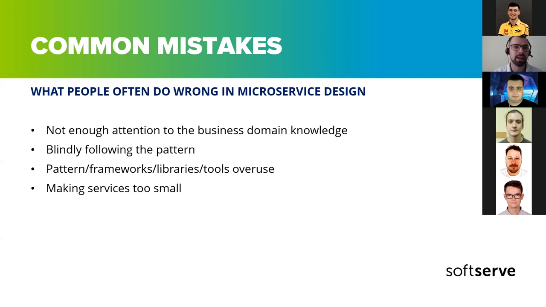The other common mistake is making services too small. As we know, making services too big is a very bad mistake, because you don't follow the single responsibility principle in that case, and then your system becomes more tightly coupled, and then it's hard to fix things, it's hard to replace things, it's hard to track the errors, it's hard to debug it. You just make your life a bit harder at that point.